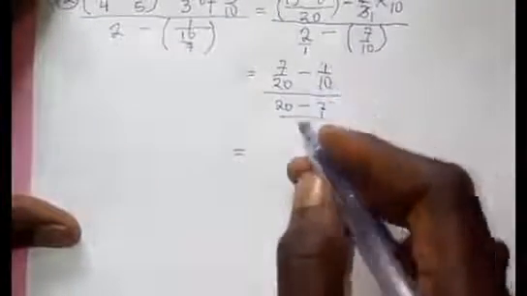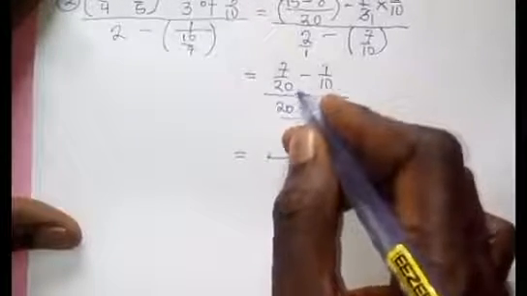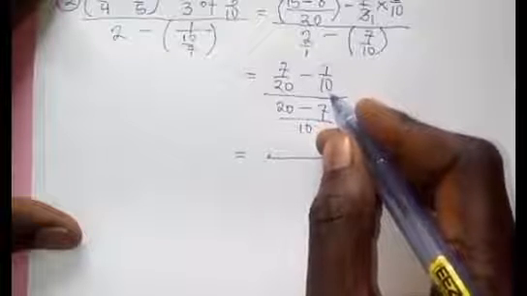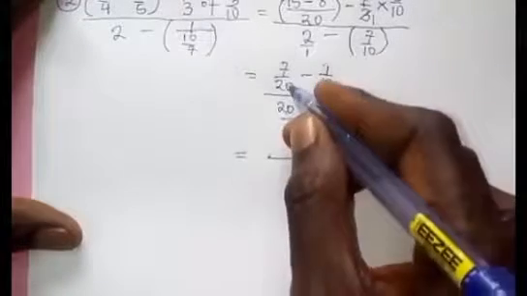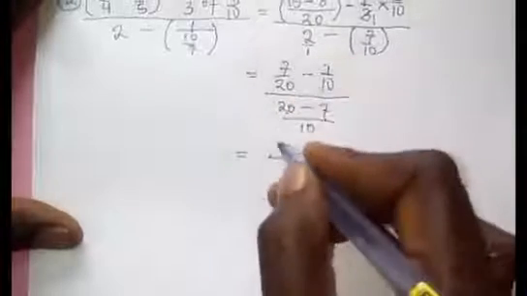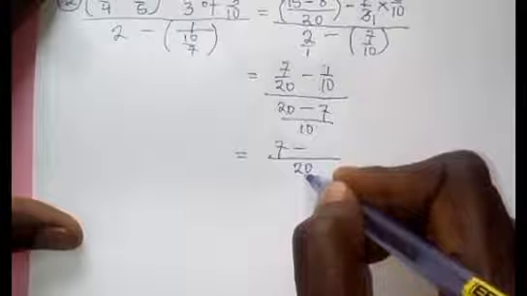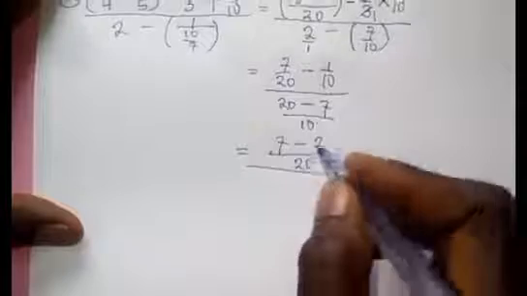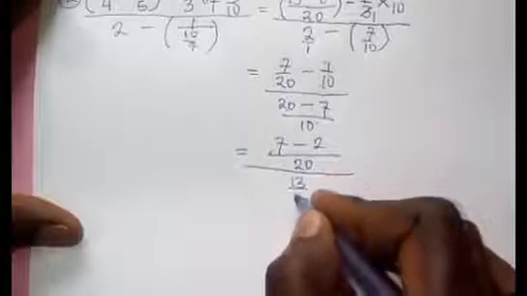Here in the numerator, we already have the LCM there. What is the LCM of 20 and 10? If you want to get the LCM of 20 and 10, of course you know it's going to be what? 20. 20 into 20 will give us what? 1. 1 times 7 will give us what? 7. Minus 10 into 20 will give us what? 2. 2 times 1 will give us 2. Then all upon 20 minus 7 will give us 13. 13 over what? Over 10.